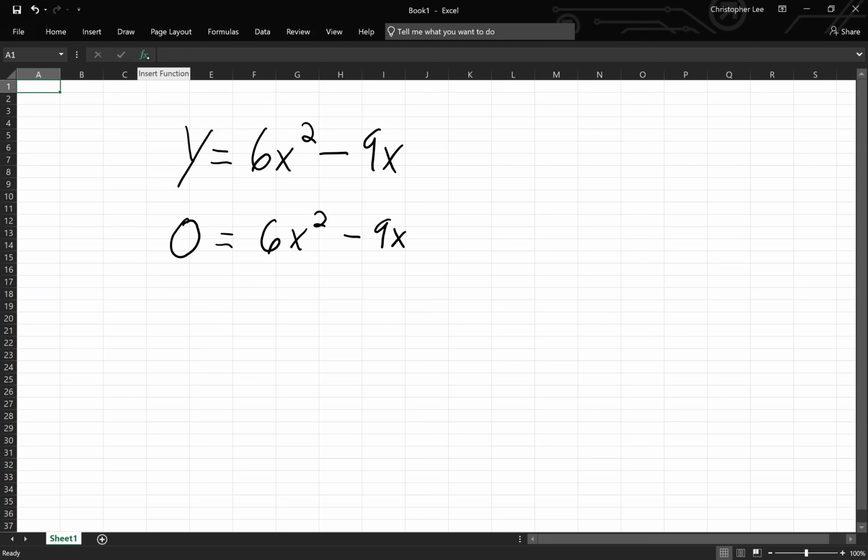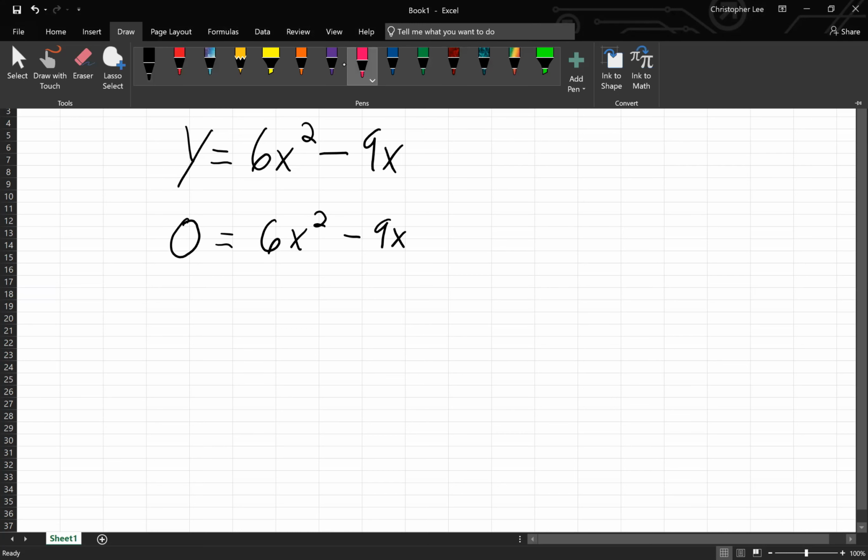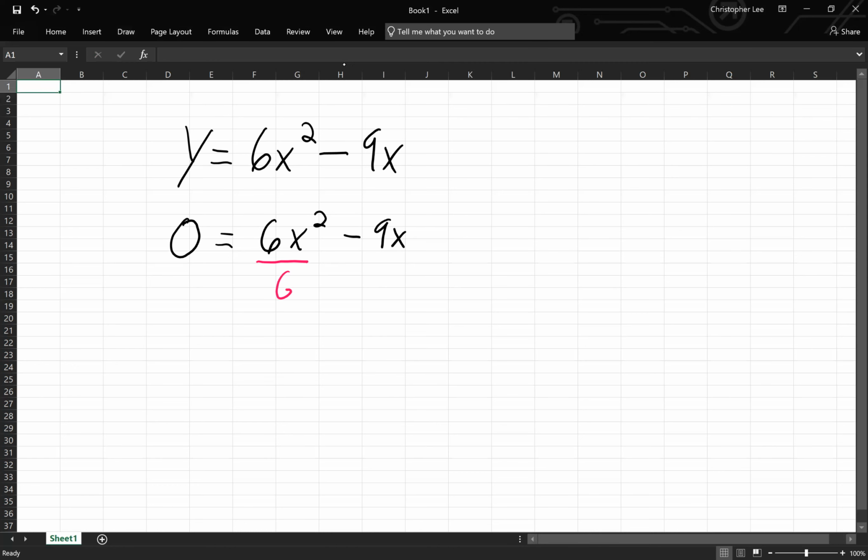Before I continue though, remember, I need to make my a term 1, right? So to make it 1, I'm going to divide by whatever number is in front of the x squared. So I'm going to divide by 6. But not just that part, everybody gets divided by 6, right?